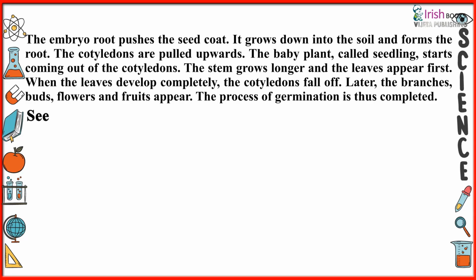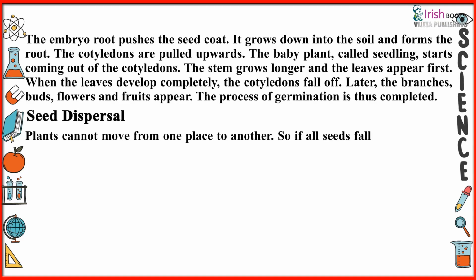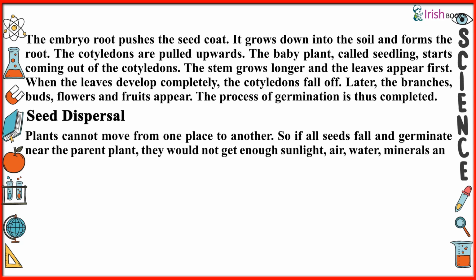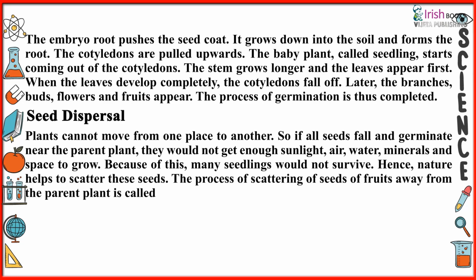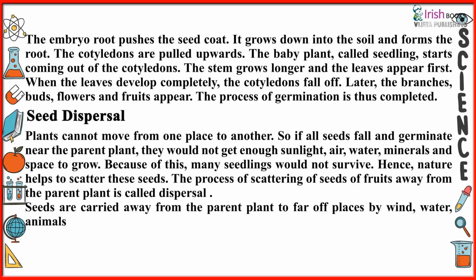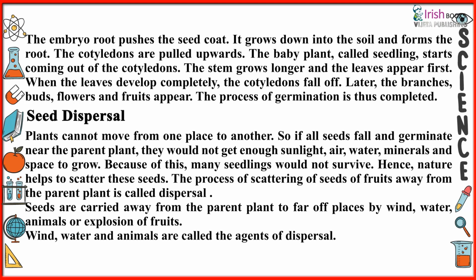Seed dispersal. Plants cannot move from one place to another. So, if all seeds fall and germinate near the parent plant, they would not get enough sunlight, air, water, minerals, and space to grow. Because of this, many seedlings would not survive. Hence, nature helps to scatter these seeds. The process of scattering of seeds of fruits away from the parent plant is called dispersal. Seeds are carried away from the parent plant to far off places by wind, water, animals, or explosion of fruits. Wind, water, and animals are called the agents of dispersal.